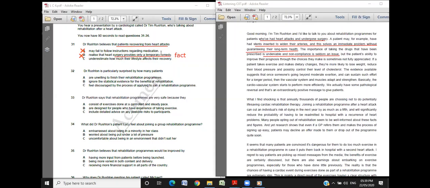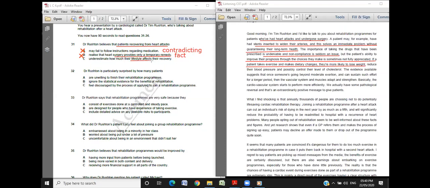So why is it wrong? Because it is contradicting what is given in the talk. So C is the correct answer. Why? Because here you can see he said that in fact doing these exercises helps them, okay, that the patient's ability to improve their prognosis through choices they make. So the choices that they make, okay, they also described it by saying by taking exercises or by making dietary changes. So choices that they make are these lifestyle changes, okay?